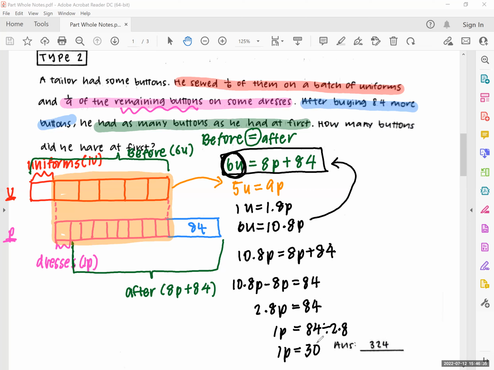But let's read back the question. What does the question say? At first is how many? What did we discover about at first? Yes, at first we realized that, oh my God, at first I only find parts, but the at first is in 6 units. But we know from here, right? Can you see here? What do we realize about these 6 units?